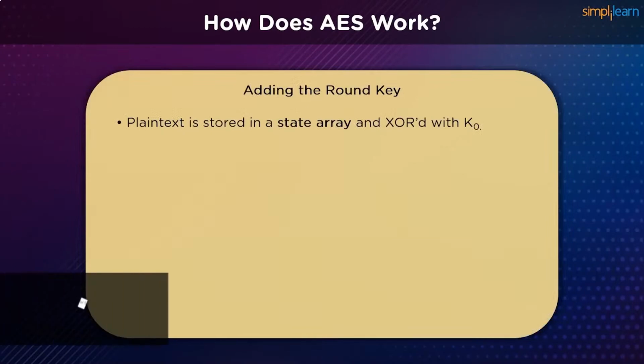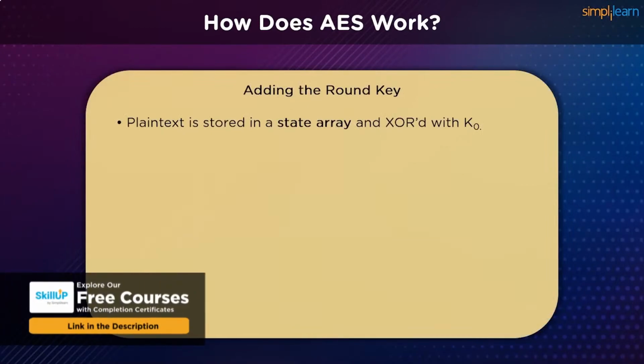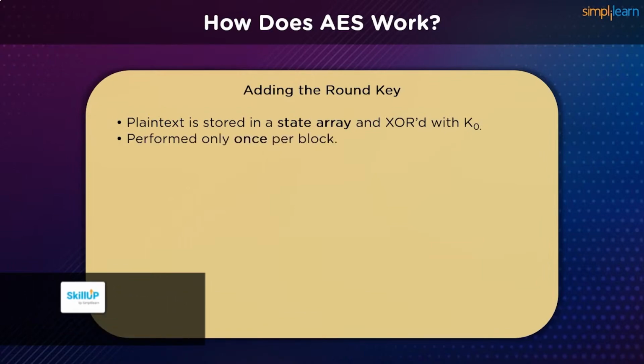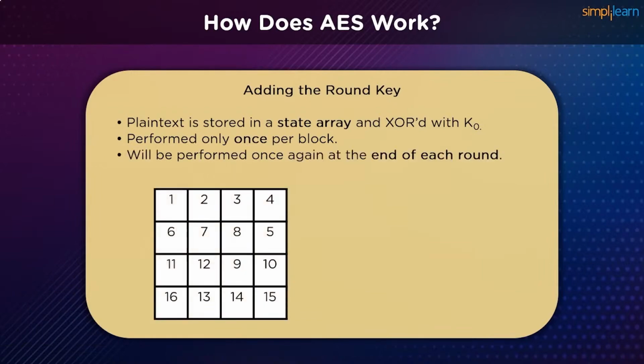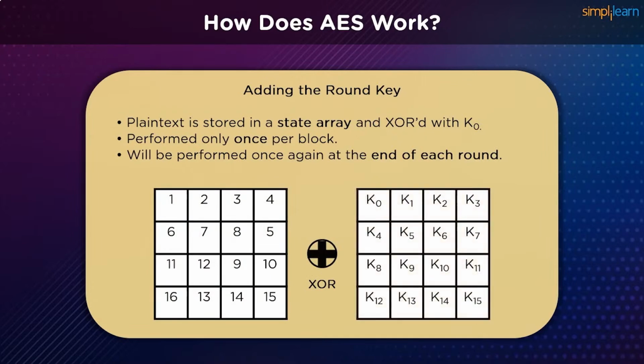In the first step, the plaintext is stored in a state array and it is XORed with the K0, which is the first key in the expanded key set. This step is performed only once on a block while being repeated at the end of each round as per iteration demands. The state array is XORed with the key to get a new state array, which is then passed off as input to the sub-bytes process.